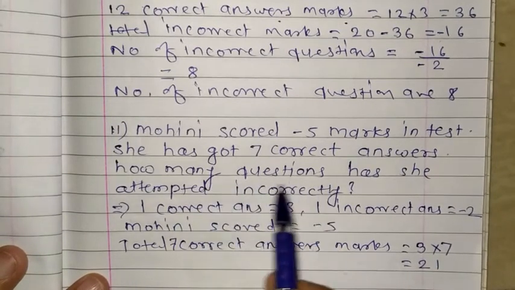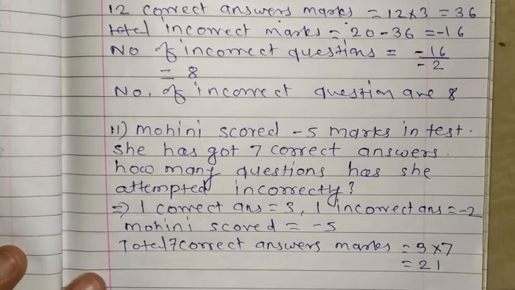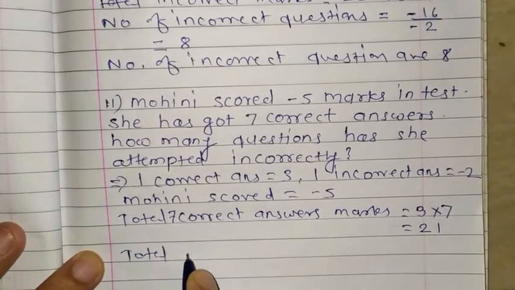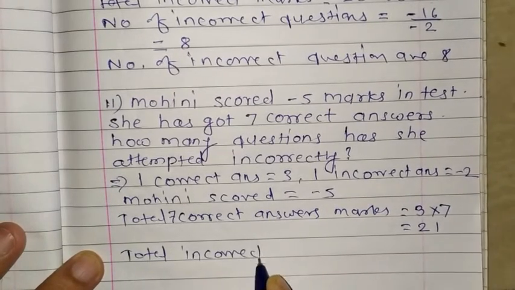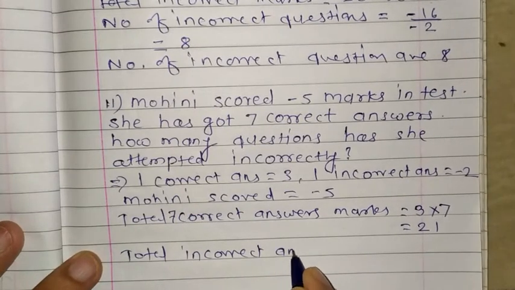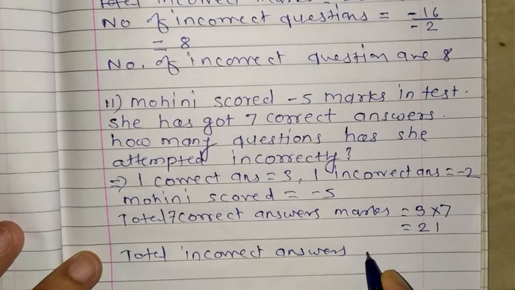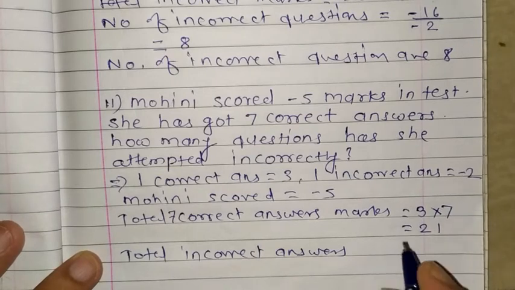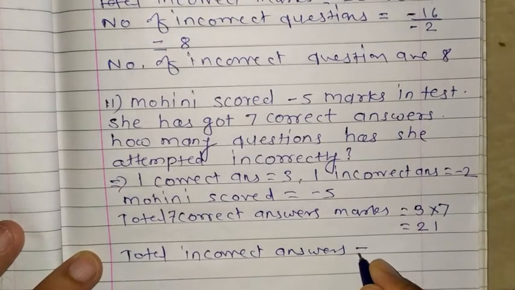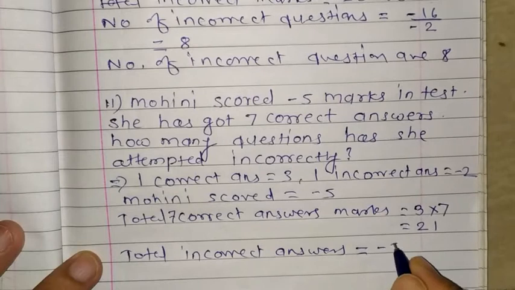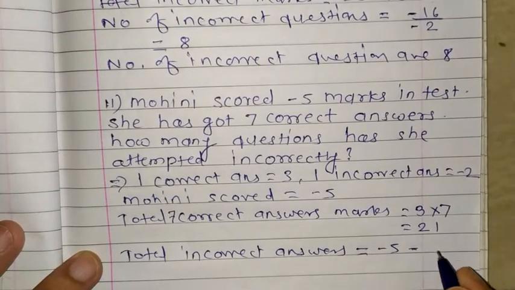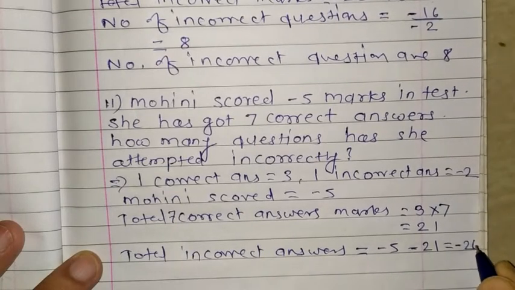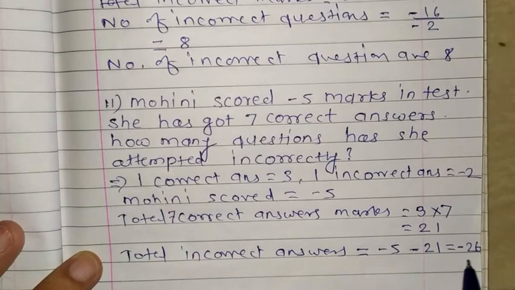Now in the question, how many questions has she attempted incorrectly? So first we will find the total incorrect answers. The total incorrect answers, or you can write total incorrect questions she attempted also. You can construct the statement according to you. So here the total mark she got is -5, and the total correct answer marks is 21. So it is -26. Okay, -26. This is the answer.